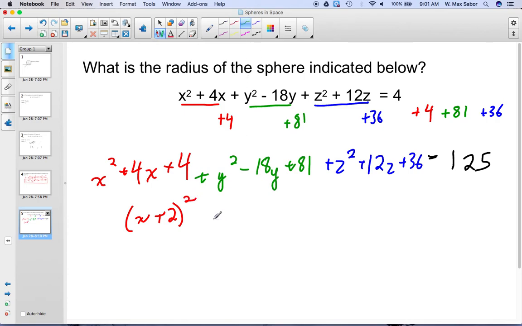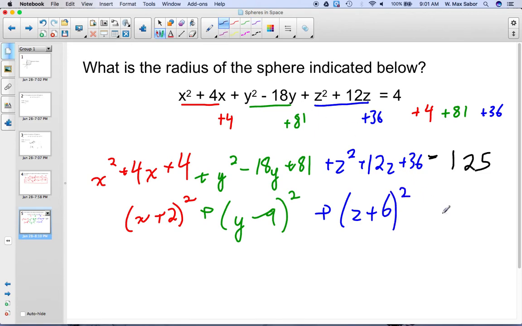X plus 2 squared plus y minus 9 squared plus z plus 6 squared equals 125, and the square root of 125 would be 5 square roots of 5. But the radius is 5 square roots of 5.